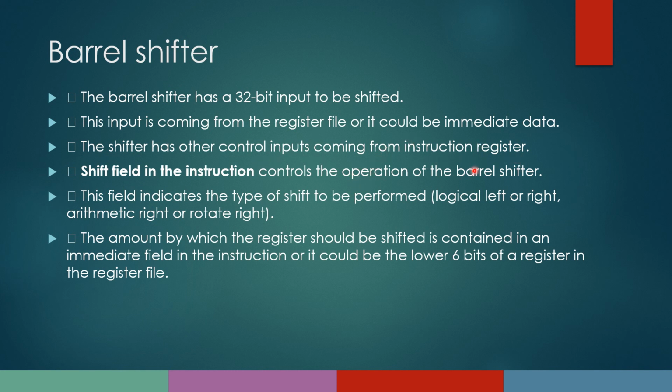So whichever operation we need to perform, the barrel shifter will be indicated in the instruction, and the amount by which the register should be shifted is contained in an immediate field in the instruction, or it could be the lower 6 bits of a register in the register file. So understand these important points about the barrel shifter. And in the CPU architecture, we have seen the position of the barrel shifter, and that via this barrel shifter only, one of the inputs goes to the arithmetic logic unit.